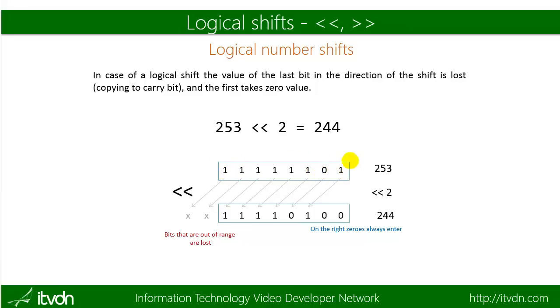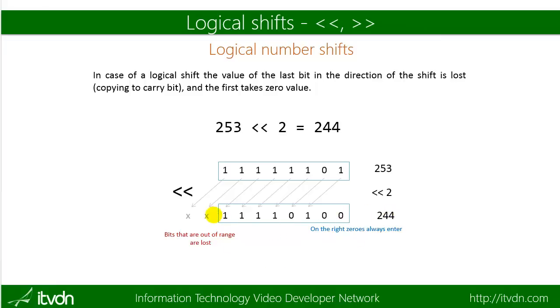You can see this box here. This combination of numbers means 253 in decimal format, but it is written here in binary format. So once you move 2 steps to the left, the first 2 numbers, since they are the numbers on the left, are going to go out of this box. And once they go out of this box, they are lost. And that's it.